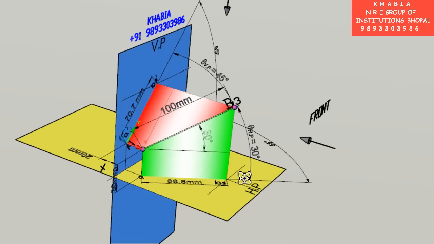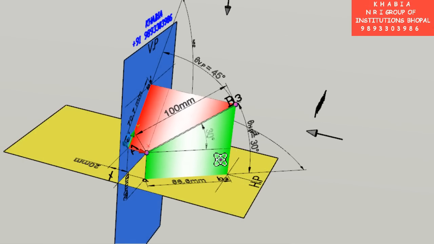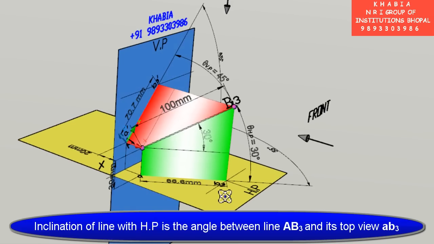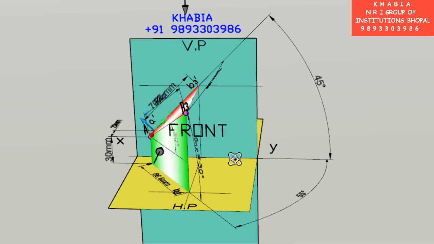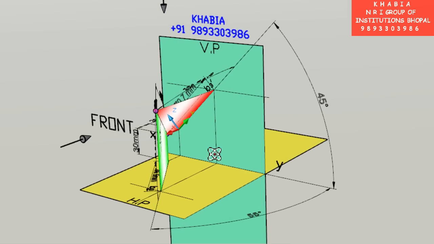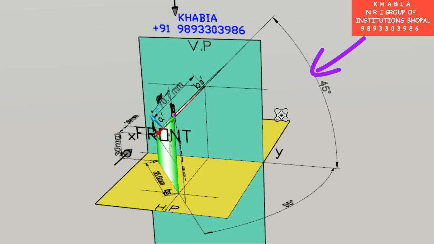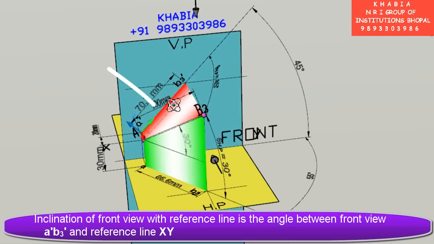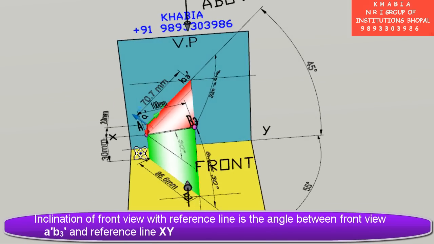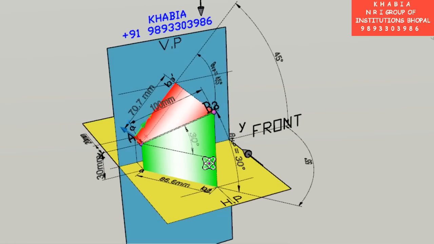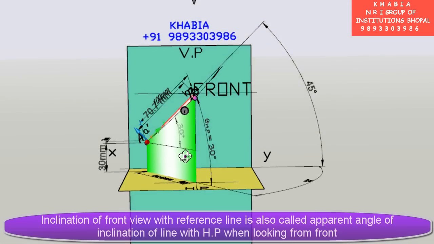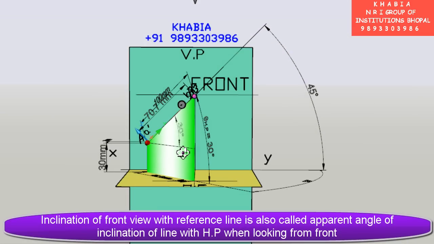Inclination of line with horizontal reference plane is theta HP. It is the angle between line and horizontal reference plane, or it is the angle between line and its top view. Whereas the inclination of front view with horizontal reference line is this angle, 45 degree. It is the angle between front view a dash b dash and horizontal reference line XY. Inclination of front view with reference line is also sometimes called apparent inclination of line with HP.